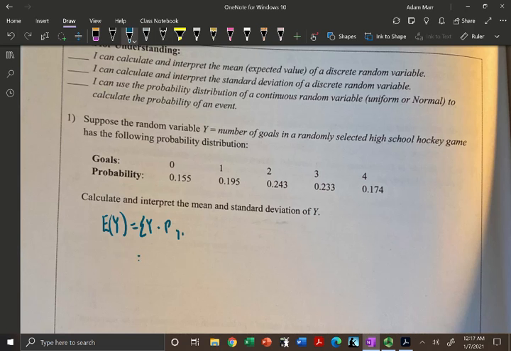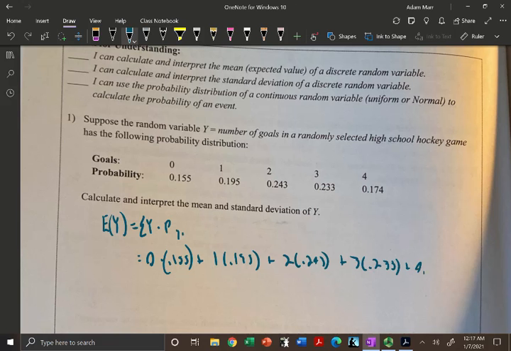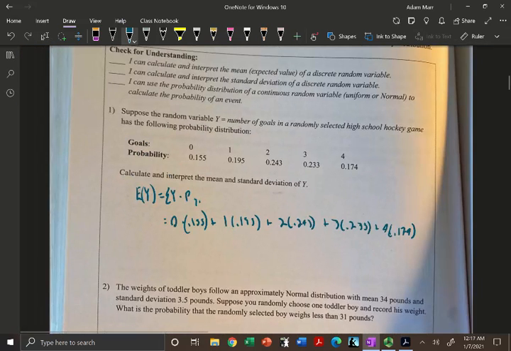So that just means we're just going to say 0 times 0.155 plus 1 times 0.195 plus 2 times 0.243 plus 3 times 0.233 plus 4 times 0.174. Okay, now this is pretty easy to do by hand. All right, so you may not want to do it on the calculator. However, the standard deviation is a little bit harder to do by hand.